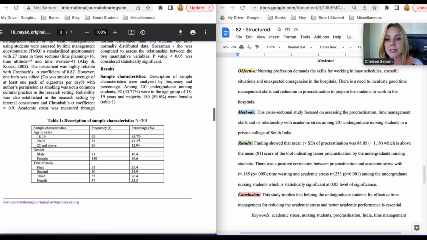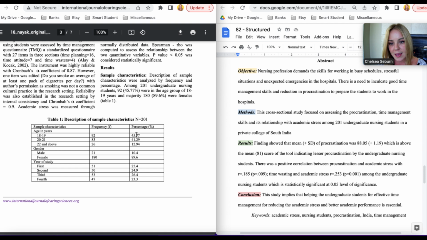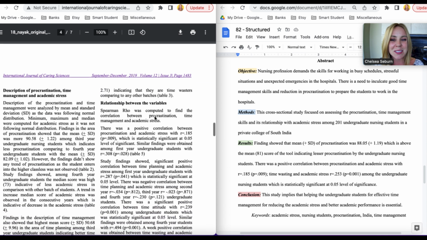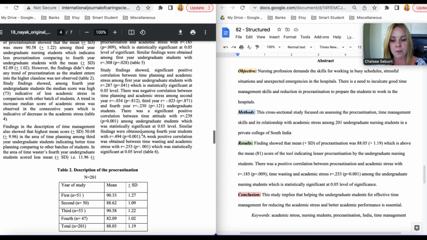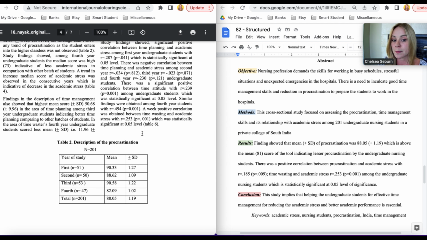So as long as you capture the methods correctly, you're good. Because the next main section would then be the results. And again, the results has a handful of subsections as well. We have sample characteristics, description of procrastination, relationship between the variables. All of those are subsections. And so we don't need to capture each one of those, simply what the main leading results of the study were.